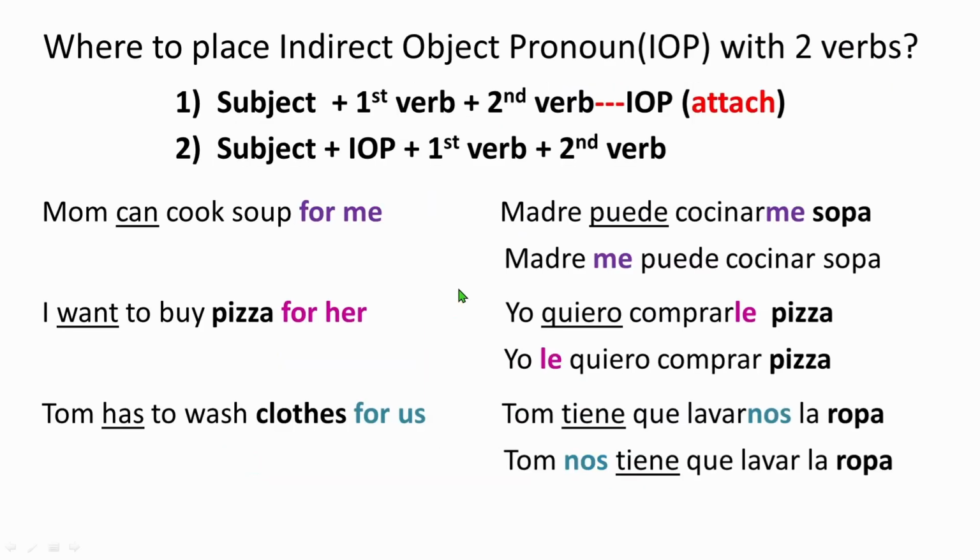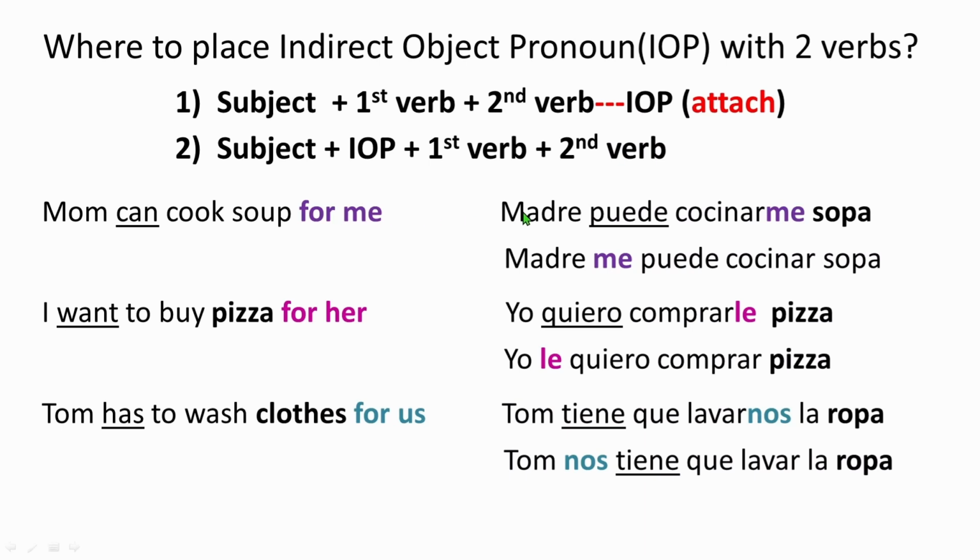Let's move ahead. Alright, now we're going to learn where to place the indirect object pronoun when there are two verbs. Okay, so it's very easy. Let's go ahead and see. First sentence we have, mom can cook soup for me. Okay, here what is the indirect object pronoun? For me, right? This much is the indirect object pronoun. Now we are going to see where it is placed.